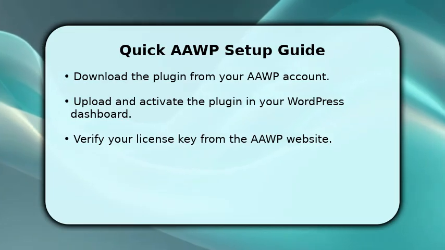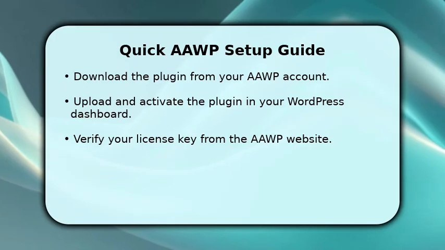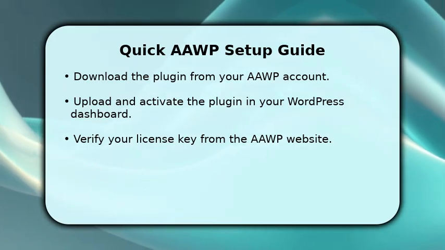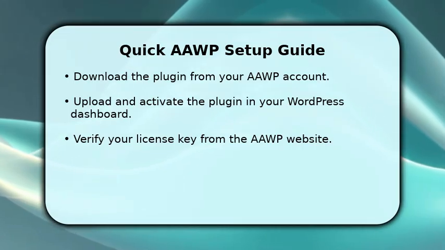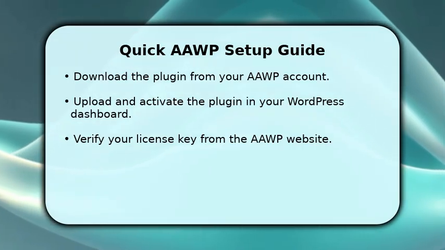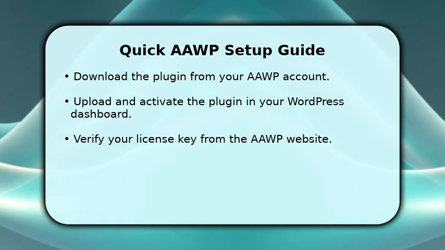You'll then need to verify your license key from the AAWP website to ensure full functionality. The final crucial step is connecting the plugin to your Amazon account by entering your product advertising API keys. This allows AAWP to fetch real-time product data for your site.